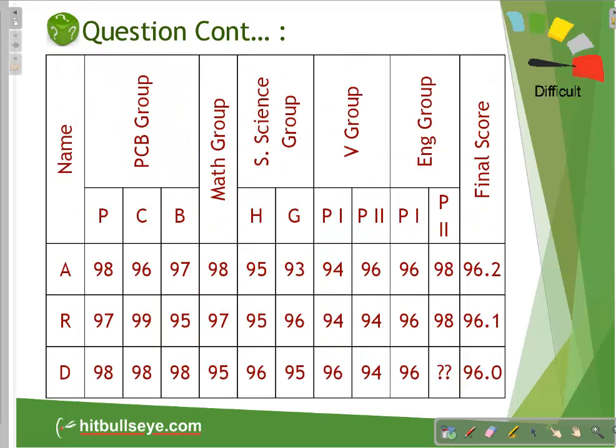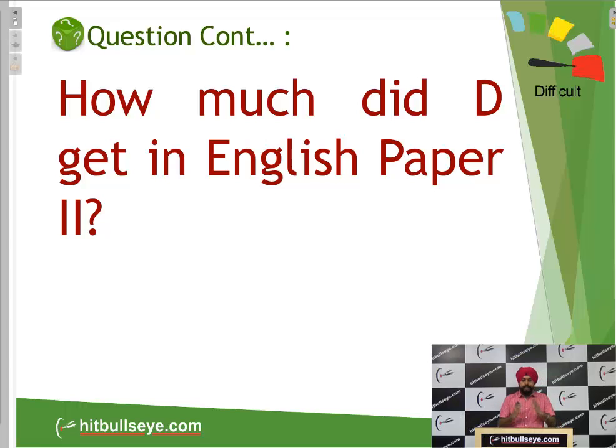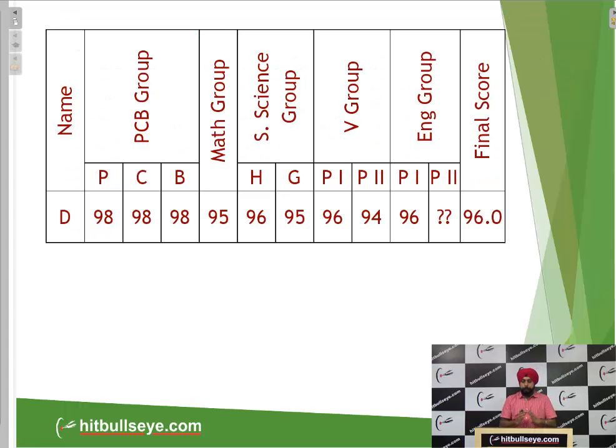Now this is a partial table. In the actual CAT paper there were 10 students. Here we are taking only 3 students to have lesser information. Now the question is, how much did D get in English paper 2? Now students, you want to calculate D's marks in English paper. So here I have taken only D's marks.